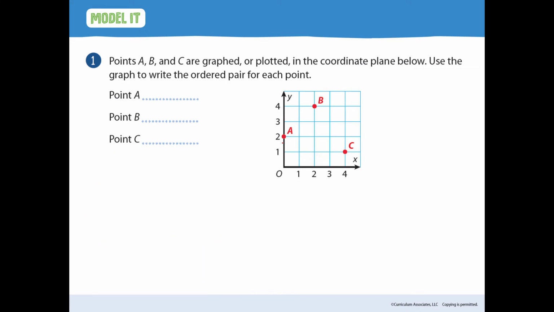So for point A, we go over 0, and we went up 2. So the ordered pair is 0, 2. Point B, we go over 2 and up 4. So the ordered pair is 2, 4. And then for point C, we went over 4, up 1. So the ordered pair for point C is 4, 1.